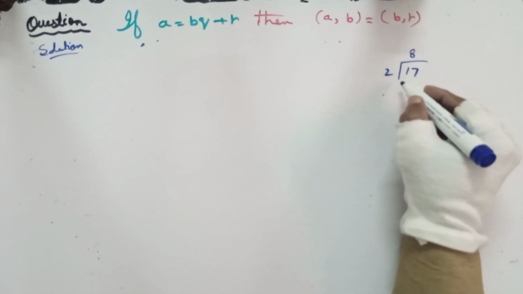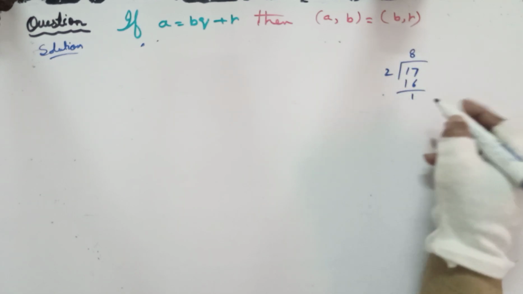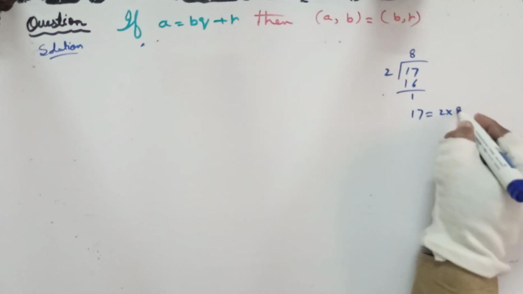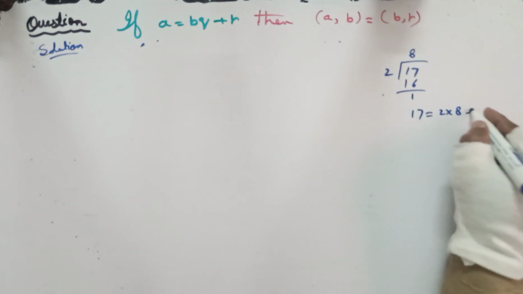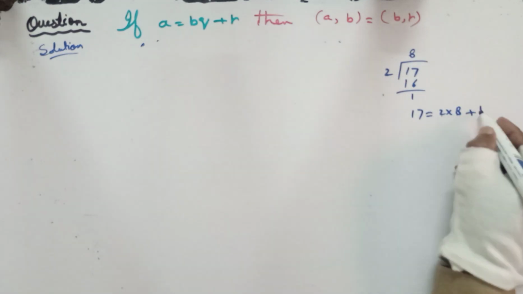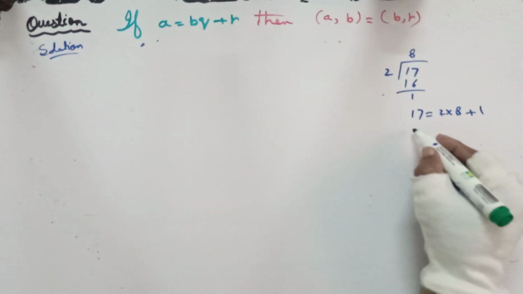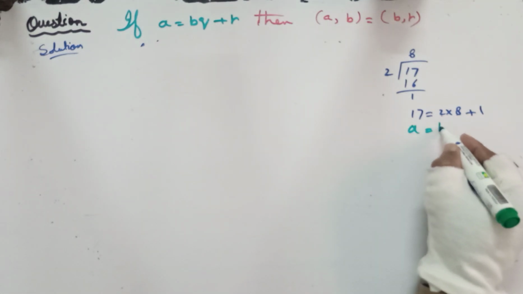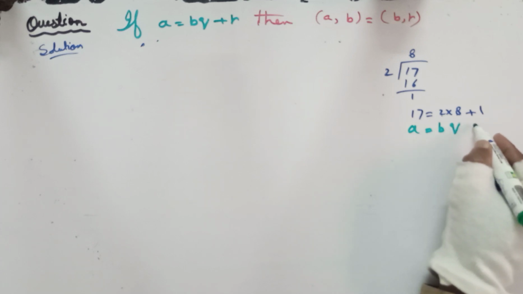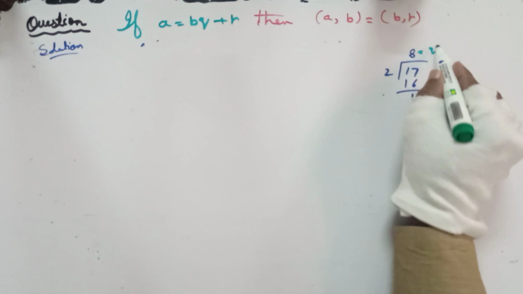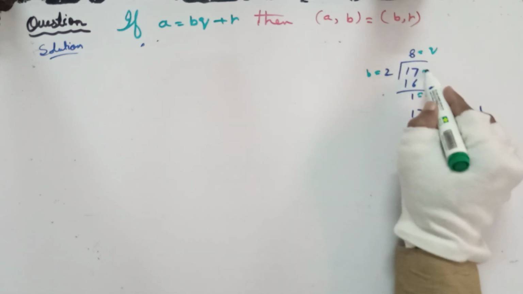2 times 8 is 16, plus 1. I can write 17 as 2 multiplied by 8, plus 1: 16 plus 1 is 17. Here this is A, this is B, this is Q, and this is R. This is the remainder, this is the quotient, this is B, this is A.